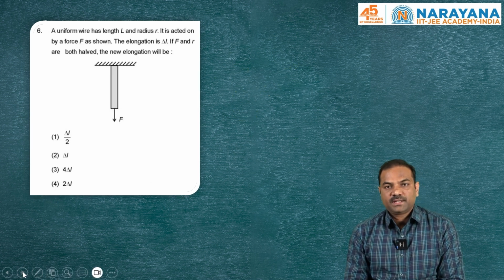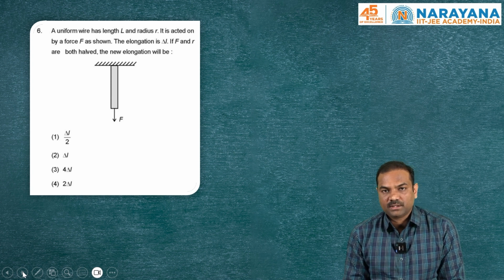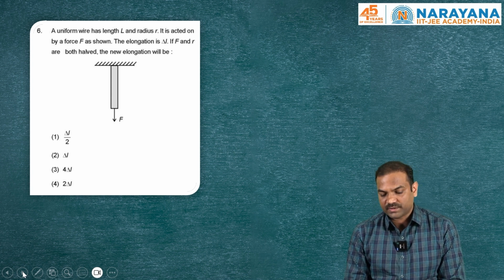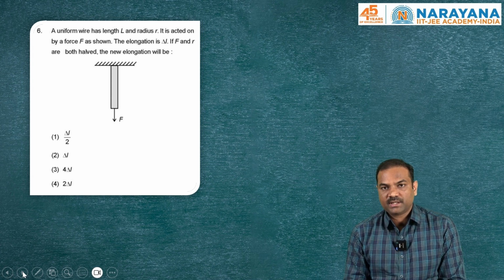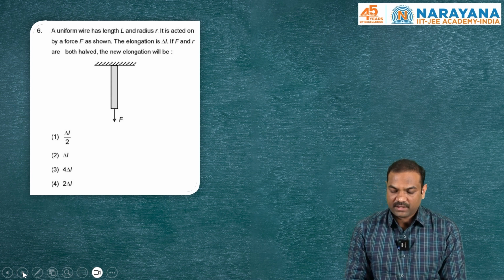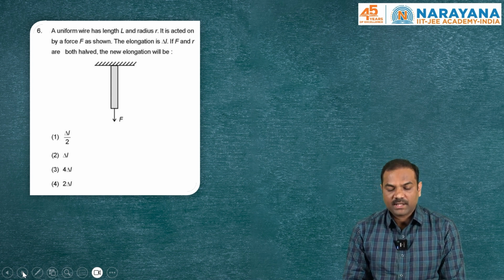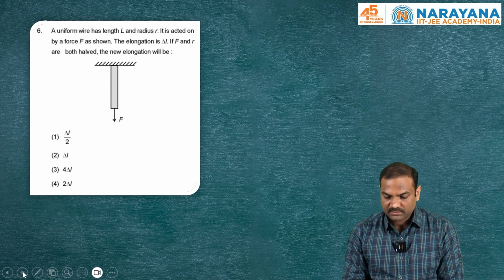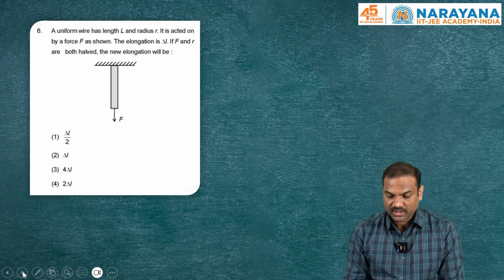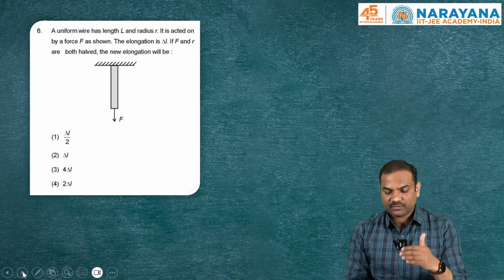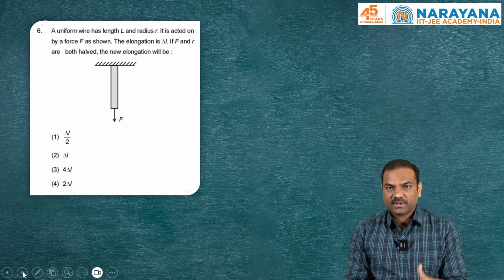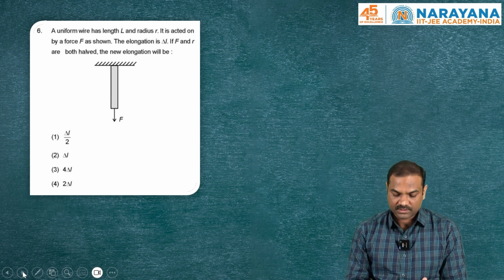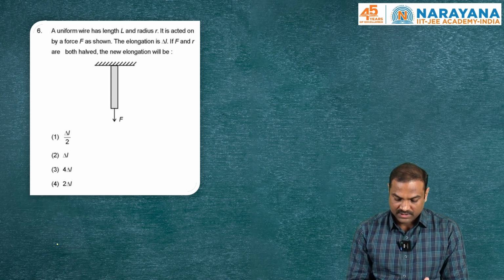The next question is related to elasticity, a Young's modulus question. They have clearly given that there is a wire and a force is applied, and the remaining data like the length of the wire and the radius of the wire are given, so the cross section we know. They are asking for the elongation in a comparative manner. Something like they made the radius half and the force also becomes half, then what is the elongation value they are asking. So we'll go with the elongation equation first.